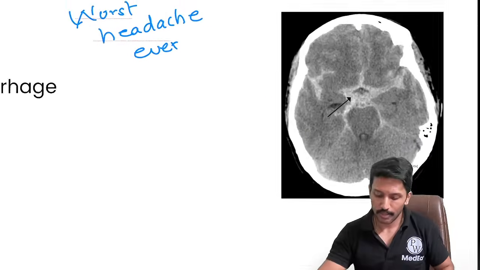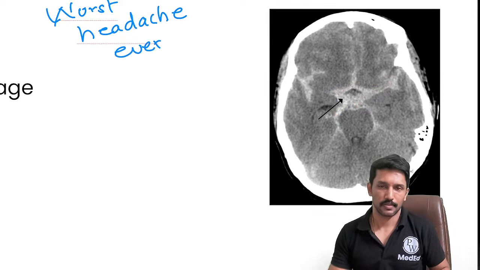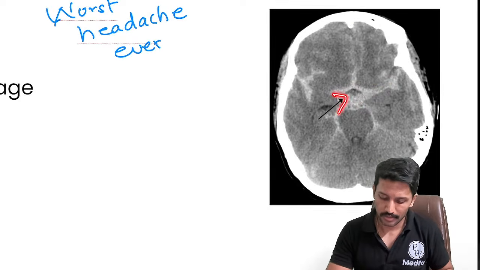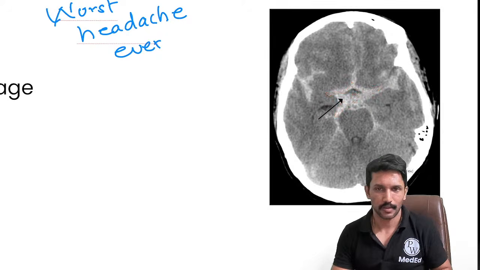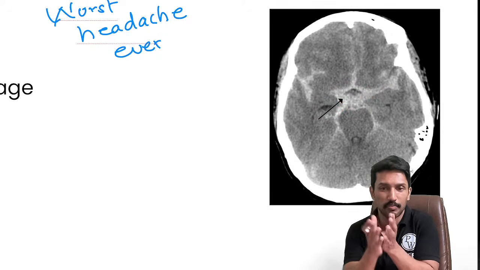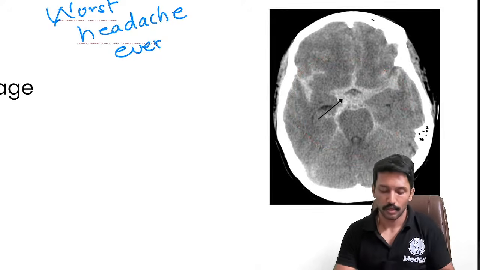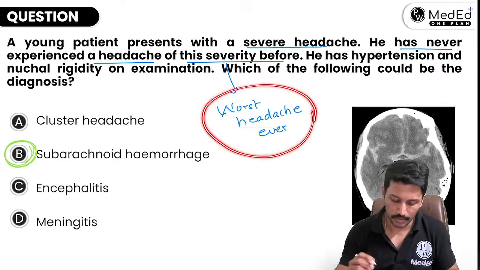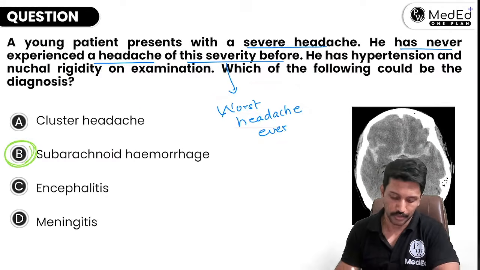And bleeding into the subarachnoid space leads to the enhancement of the basal cisterns. So you are seeing basal cistern enhancement, because all this white thing you are seeing is blood. And where is the bleeding occurring? In the subarachnoid space. That's why you are getting the enhancement of the basal cistern. Do I need to know that? No. The moment I see this word, worst headache ever, we know that the question is about subarachnoid hemorrhage.